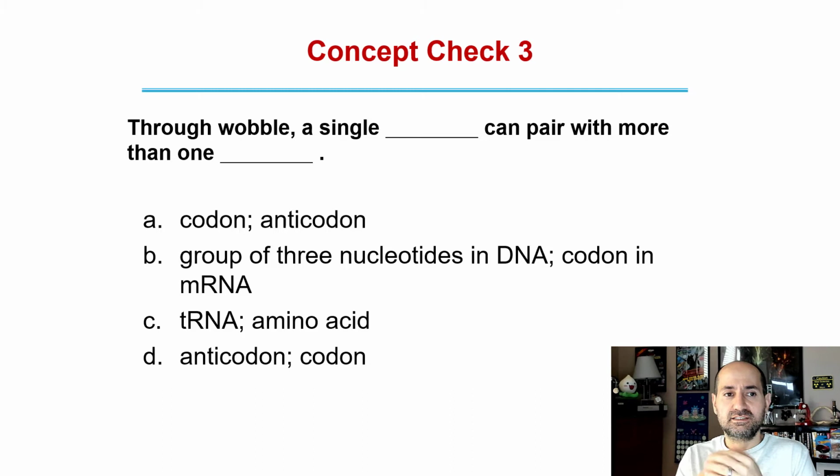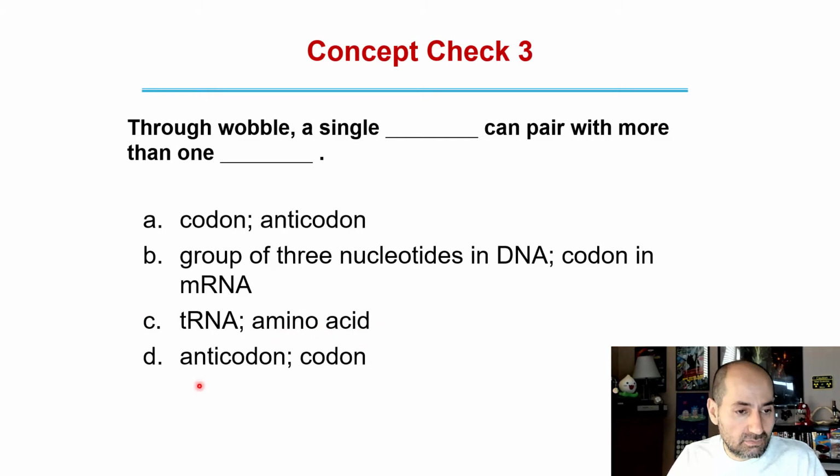Let's test your understanding of Wobble. Through Wobble, a single what can pair with more than one what? Let's look. A single codon can pair with more than one anticodon? Nope. A single group of three nucleotides in DNA can bind to more than one codon in mRNA? Nope. A single tRNA can bind to more than one amino acid? You might think this is correct, but the amino acid part's not correct.